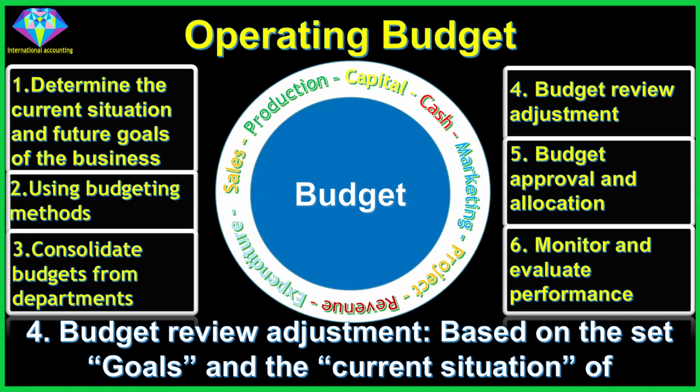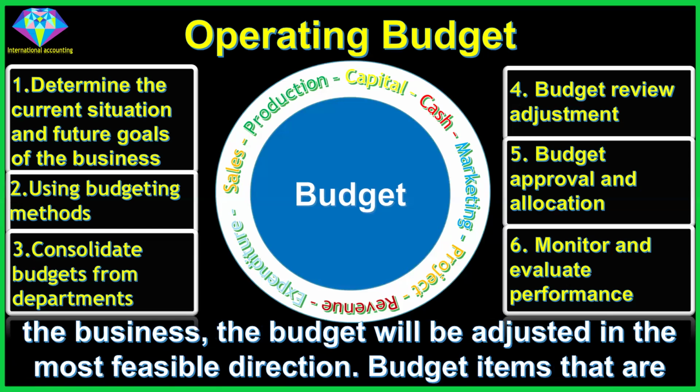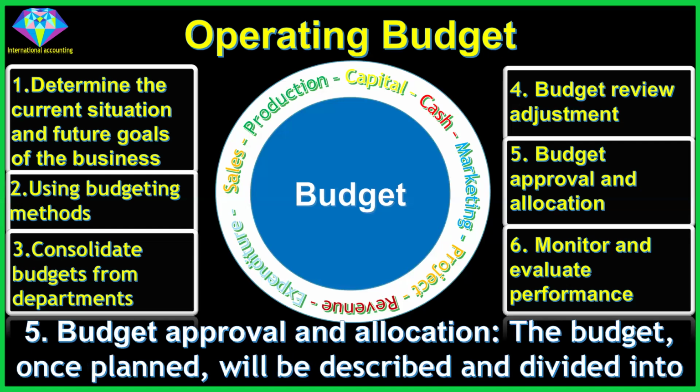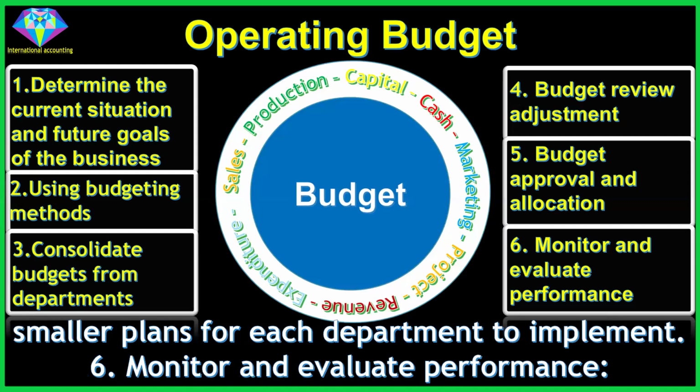4. Budget review adjustment, based on the set goals and the current situation of the business. The budget will be adjusted in the most feasible direction. Budget items that are less likely to contribute to the goal will be cut to optimize resources. 5. Budget approval and allocation. The budget, once planned, will be described and divided into smaller plans for each department to implement.